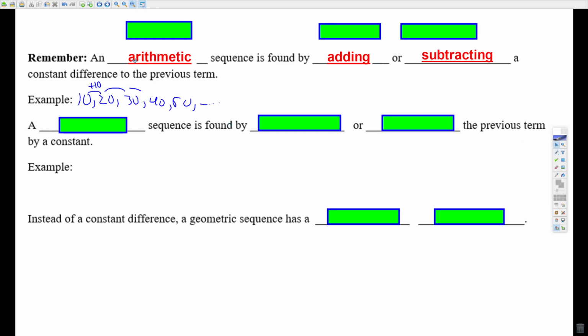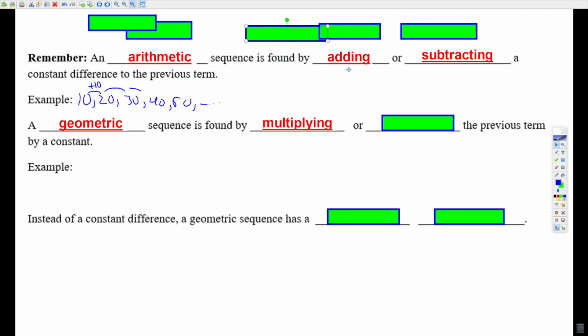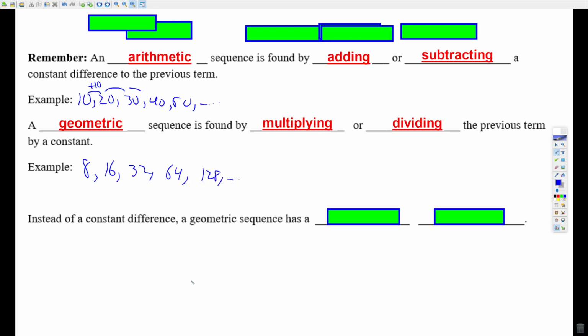So if that's addition and subtraction, you can probably guess what geometric is, just like we talked about geometric mean versus arithmetic mean. This is a sequence that is found by either multiplying or dividing the previous term by a constant. So as an example, we could say maybe we start with the number 8, and then we multiply it by 2. If we do that kind of rule, it would be 16, right? And you multiply that by 2, you get 32, and you get 64, you get 128, dot, dot, dot.